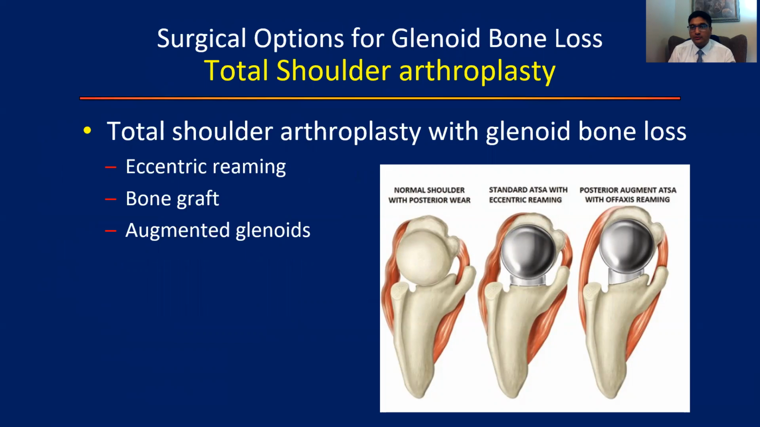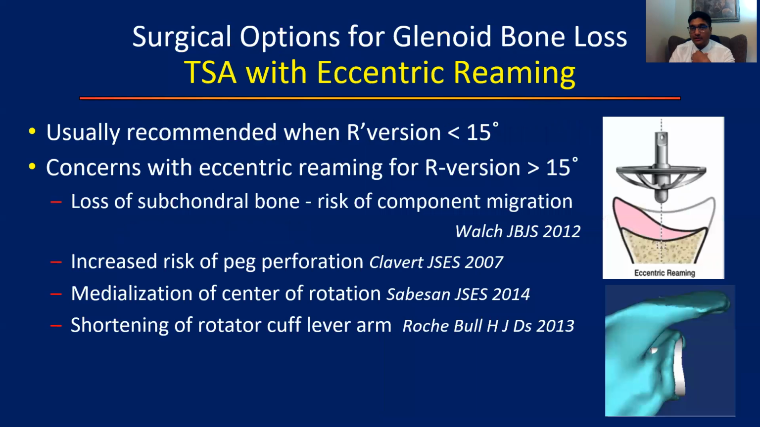So total shoulder arthroplasty with glenoid bone loss, in order to achieve all those goals, can be done in three particular manners. First, we can ream the glenoid flat with eccentric reaming, as can be seen in this picture. The other options we have are either using a bone graft to fill in the glenoid bone loss, or using augmented glenoids. Let's look at these 3 options one by one.